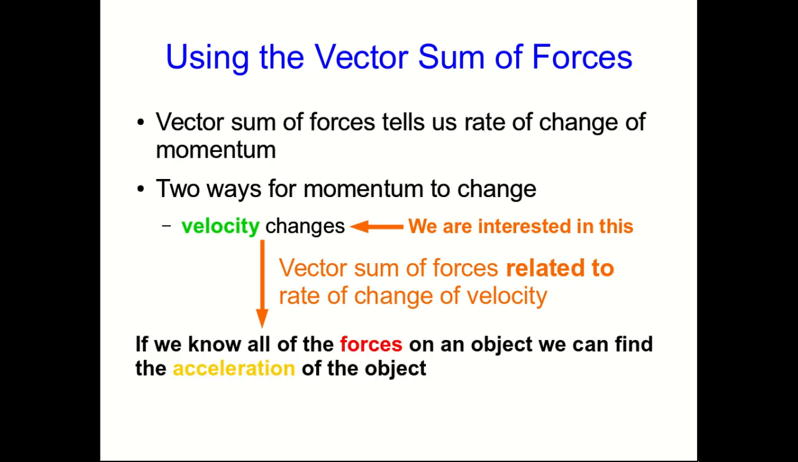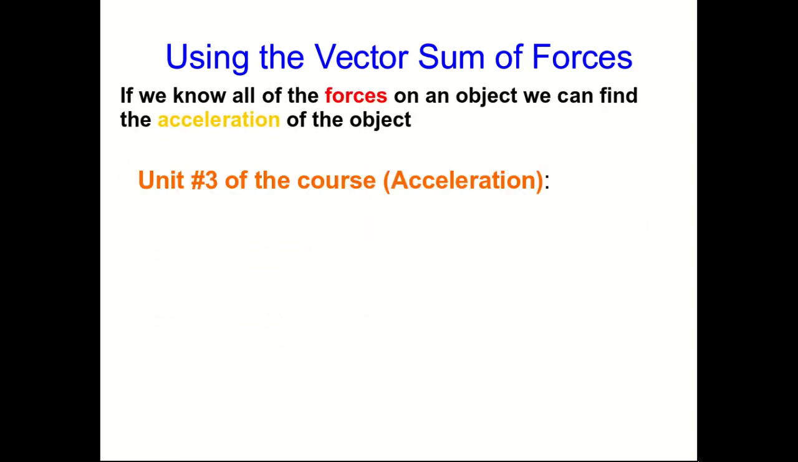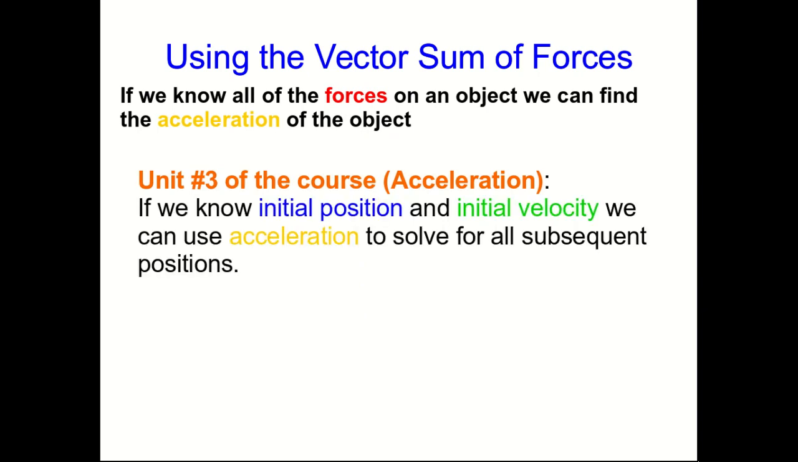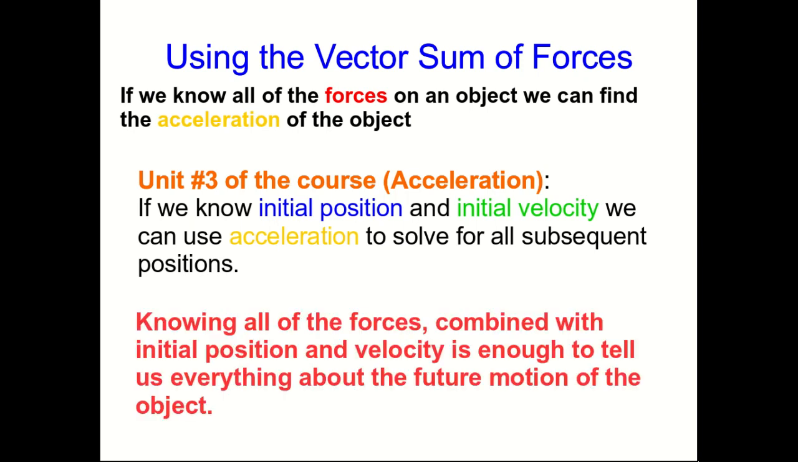And we know what that is. That's the acceleration. So think of Unit 3 of the course, which was all about acceleration. And there we saw that if we know the initial position and initial velocity, we can use the acceleration to solve for everything that the object does after that. And so knowing all the forces and knowing the initial position and velocity of an object gives us enough information to predict everything about the future motion of that object.